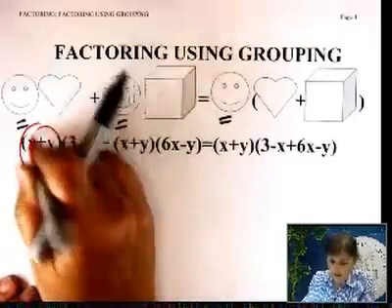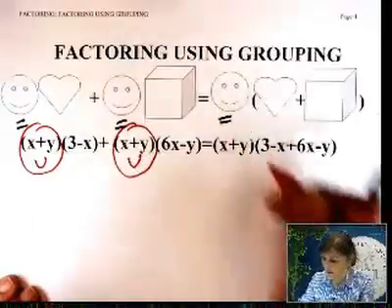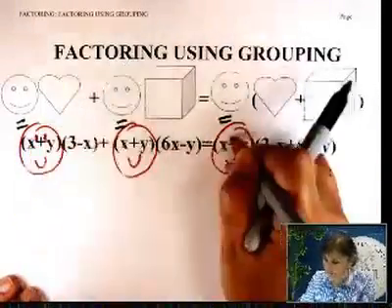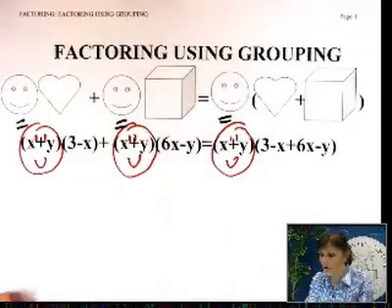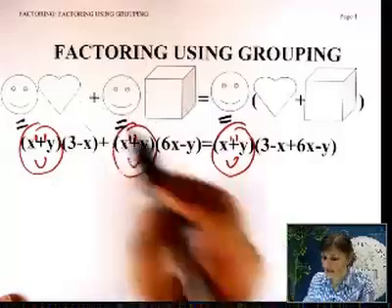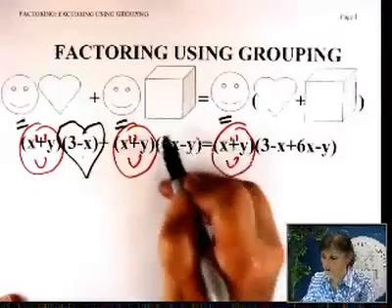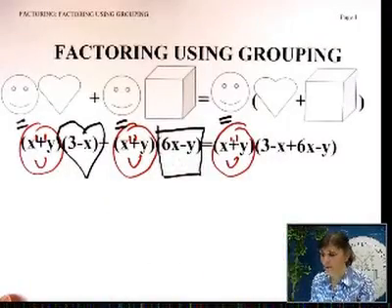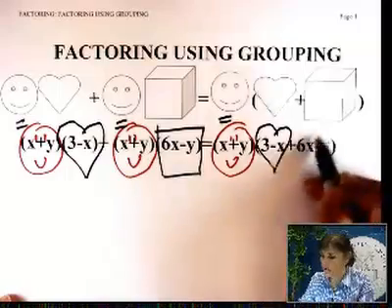Here's the smiley face, and you have the eyes. Okay, look at this. What is the heart? 3 minus x. What is the cube? 6x minus y. Now what happens when I put it together? Here's my heart, plus the cube.